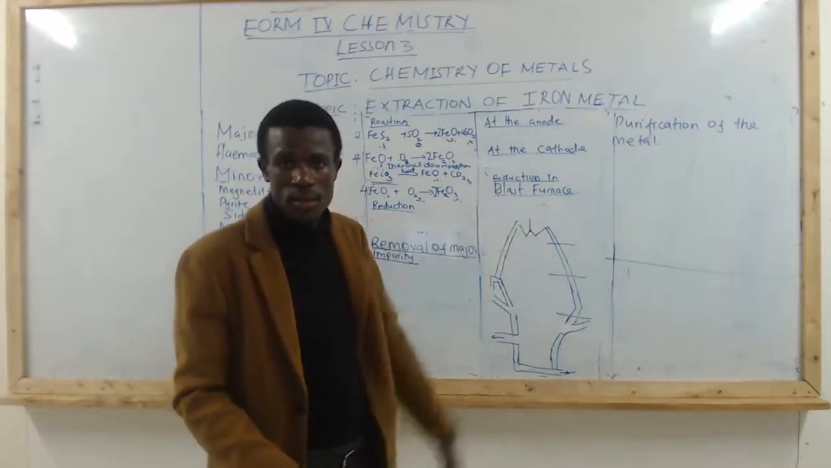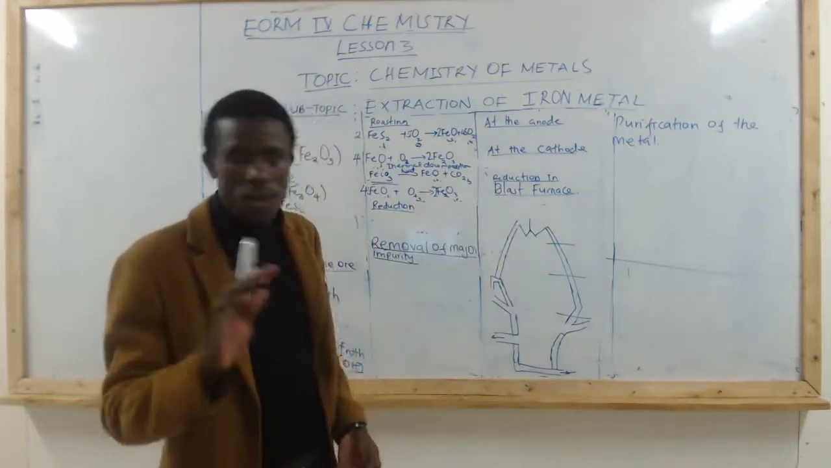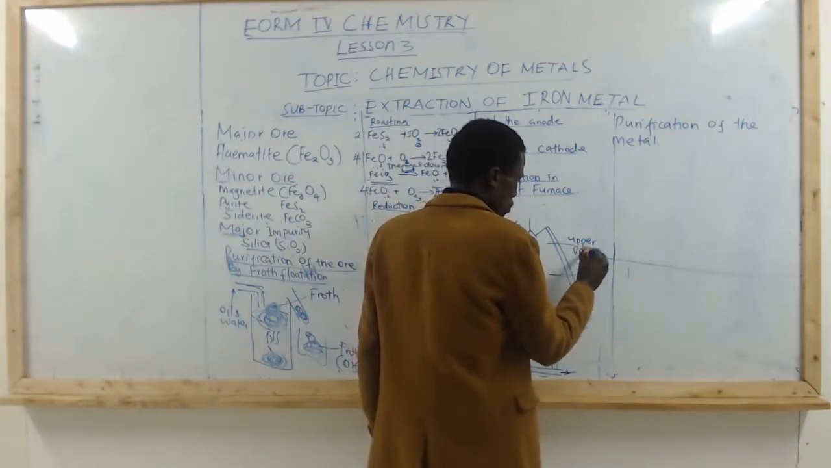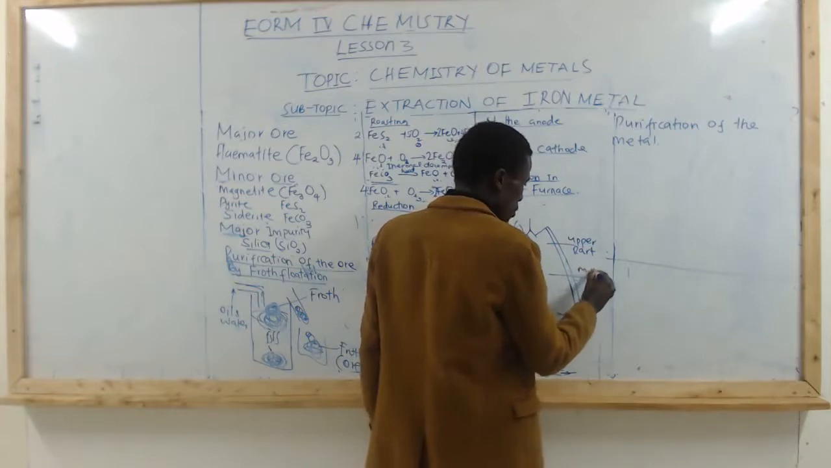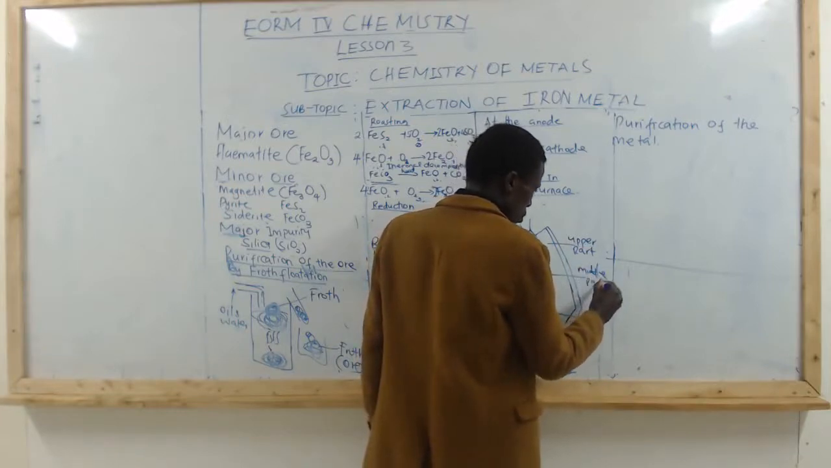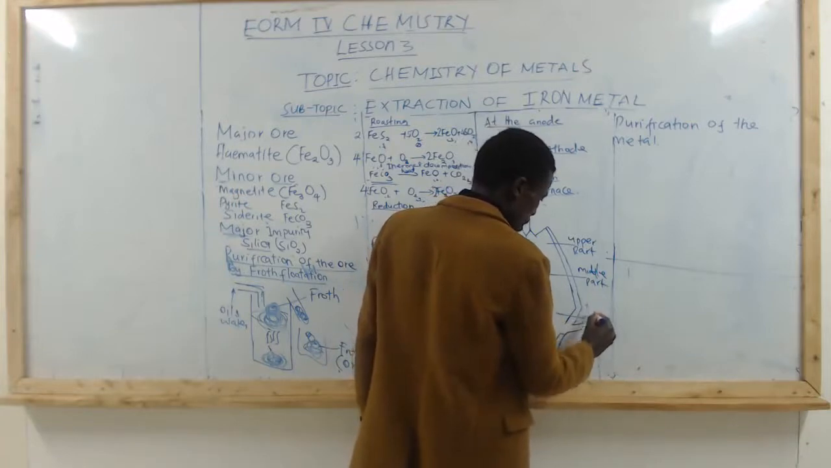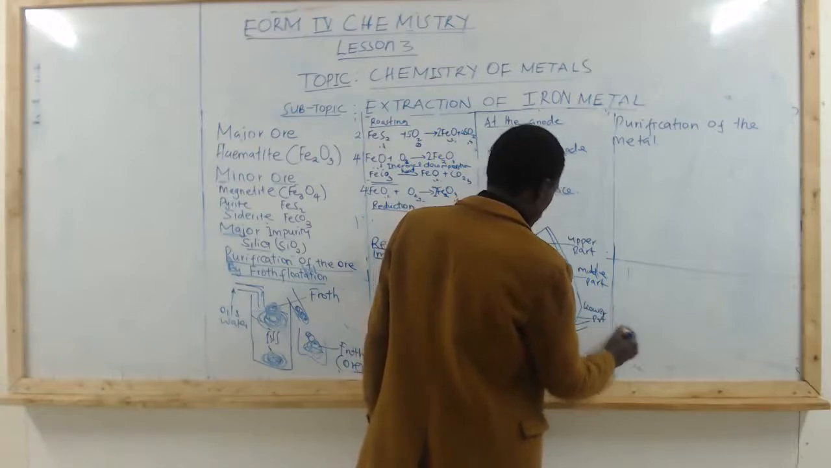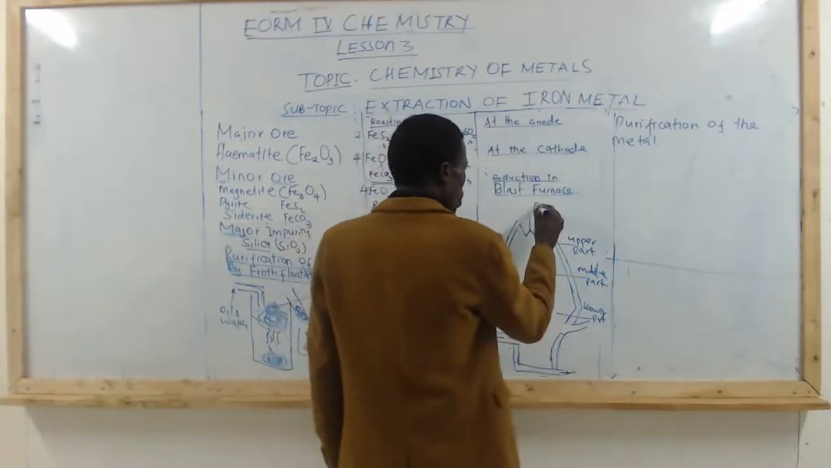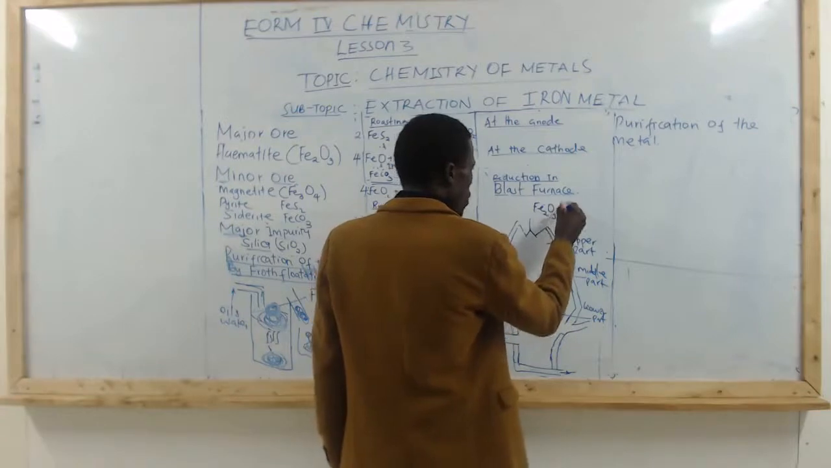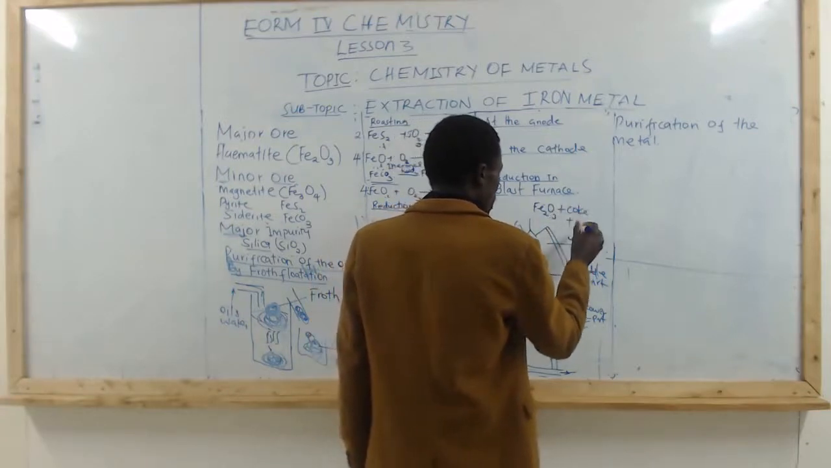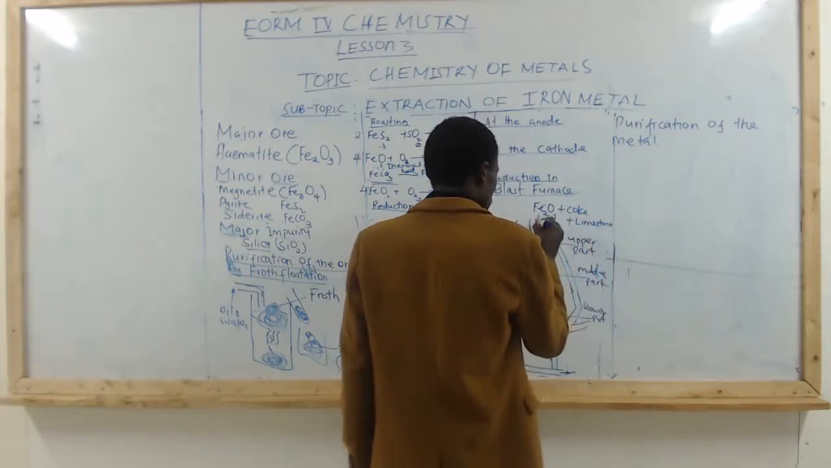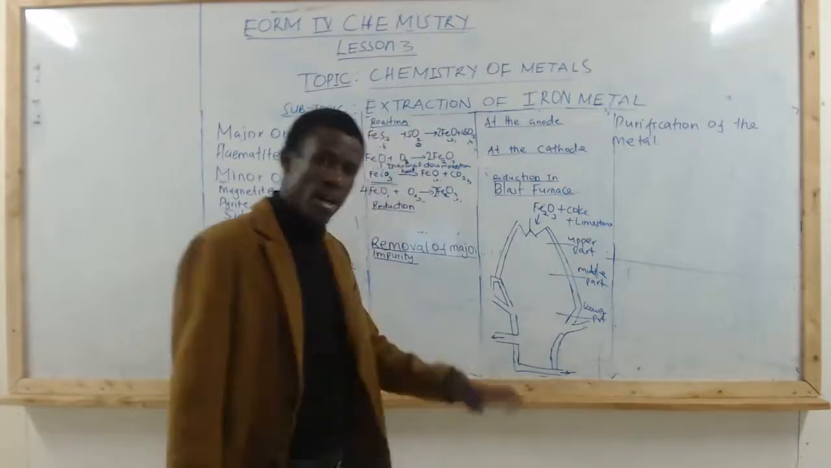through the upper part. Now we have got three parts of the furnace. We have the upper part. We also have the middle part. And we have the lower part. Now, the ore, together with coke and limestone, is passed into the furnace through the upper part.